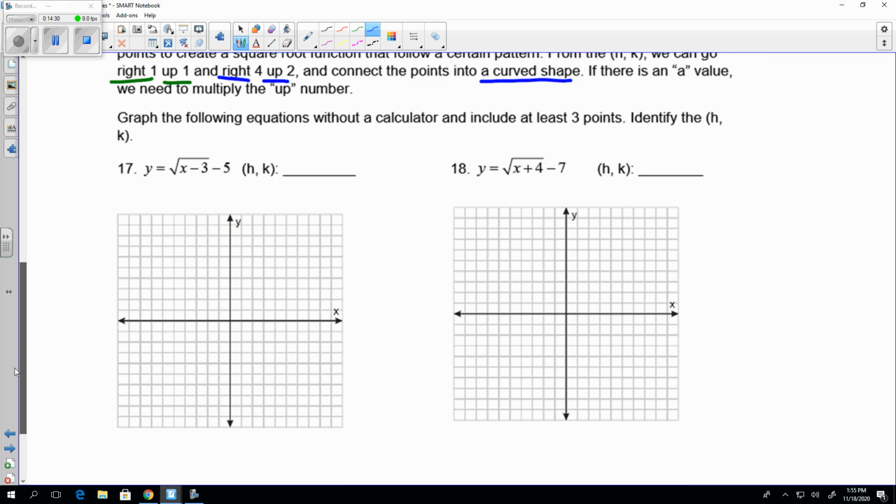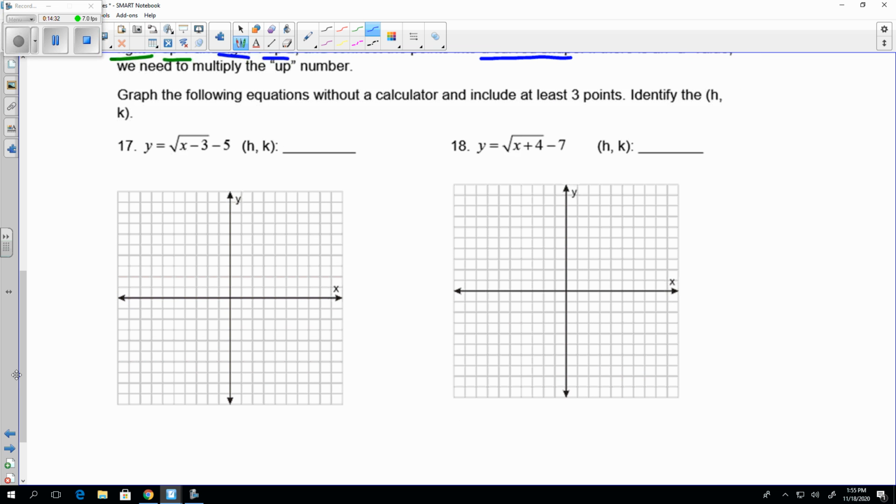Okay? Taking a look at number 17, figuring out the HK first. 3 and then negative 5. So we're going to plot that first. 1, 2, 3, down 5. 1, 2, 3, 4, 5. So our square root graph, instead of starting at the origin at 0, 0, it's moved to the right 3 and it's moved down 5. Right? So that's the starting point.